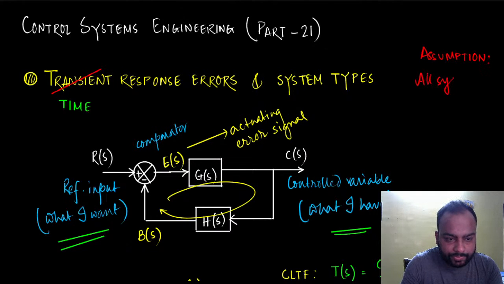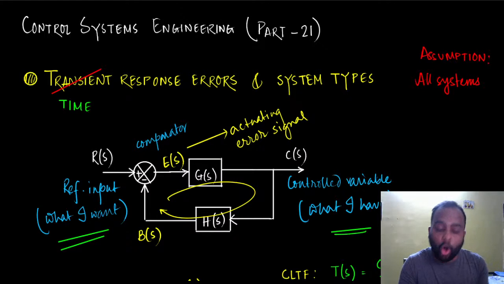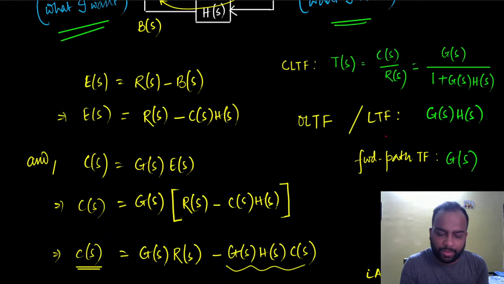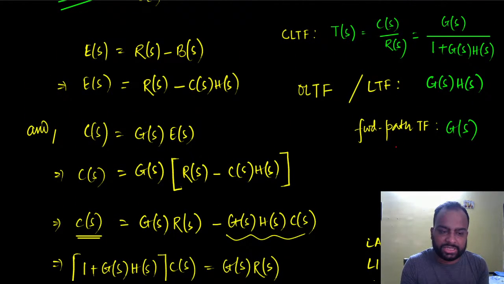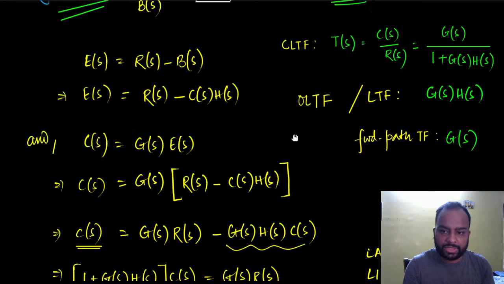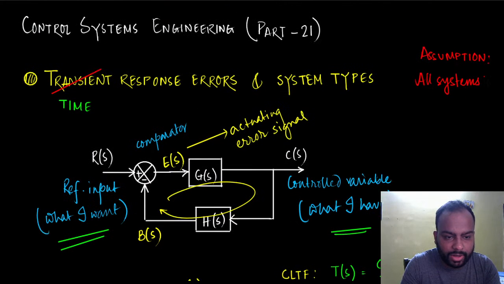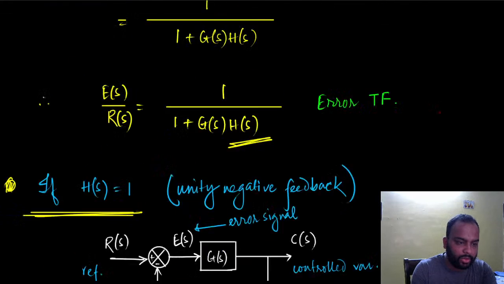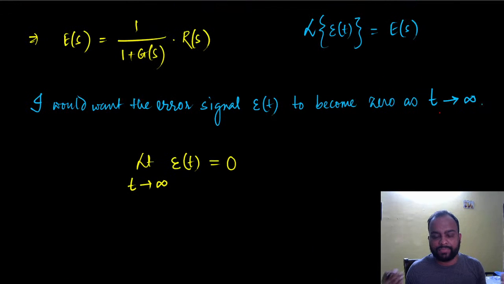all systems, and the moment I say all systems, I essentially mean all transfer functions. The closed loop transfer function must be stable, the open loop transfer function must be stable, the forward path transfer function itself must be stable, the feedback transfer function must be stable. Everything, individually and combined, must be stable. That's the assumption in today's class, the default assumption.